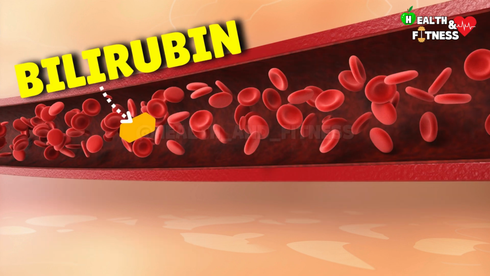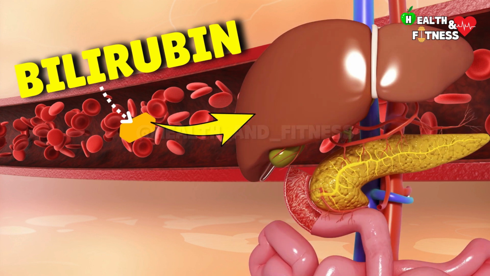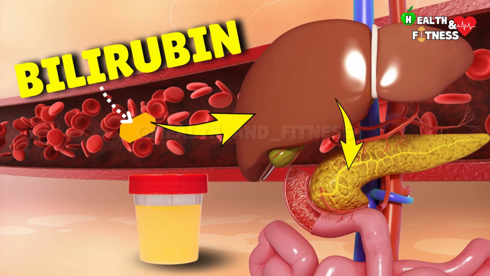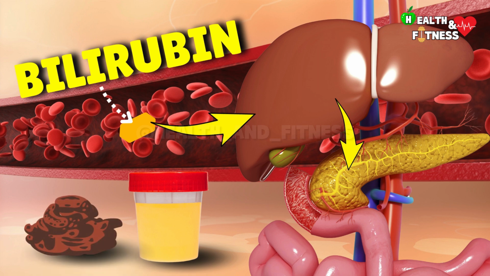Through the blood flow, it reaches the liver, where it binds to bile, passes through the bile ducts, and is finally eliminated with urine and feces, to which it gives its characteristic color.